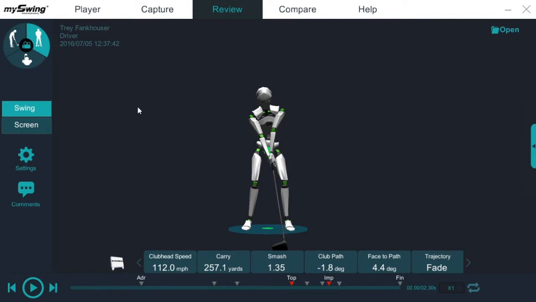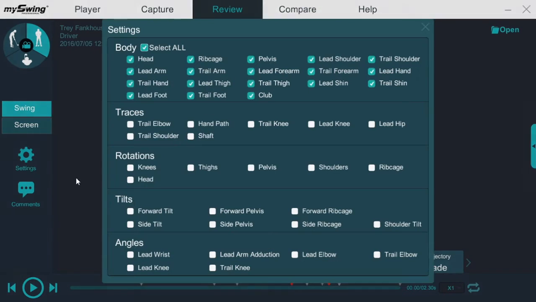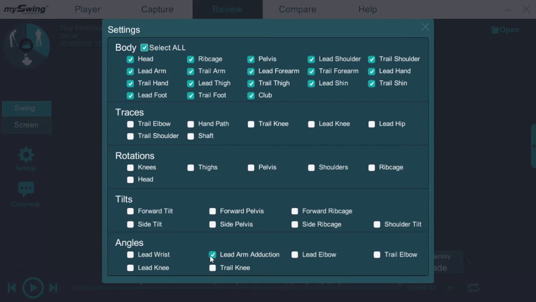As you can see, again, the graphs are hidden and we've got the FlightScope data at the bottom. In settings, we will take a look at lead arm adduction. It's in the angle section of the settings.